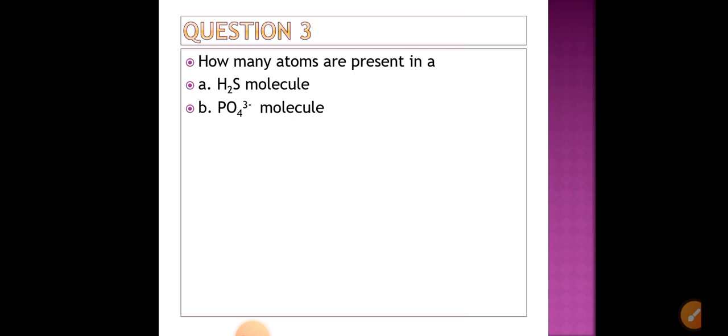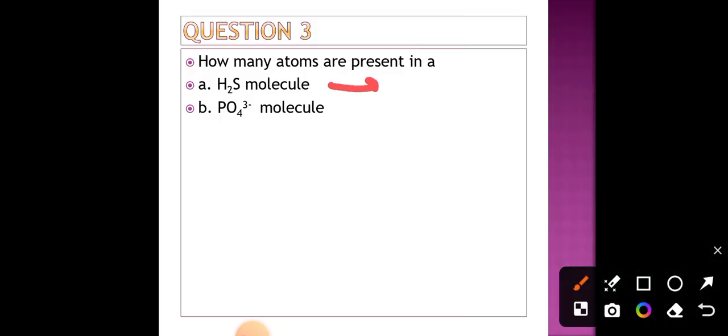So now next question, let's go to the next one. How many atoms are present in H2S molecule? He is asking us to find out the atomicity, which means how many atoms are there in a molecule. First, H2S. How many atoms of hydrogen are there? 2 atoms of hydrogen. And how many atoms of sulfur are there? 1 atom. So totally, what is the number of atoms present in H2S? It's 3. So atomicity is 3.